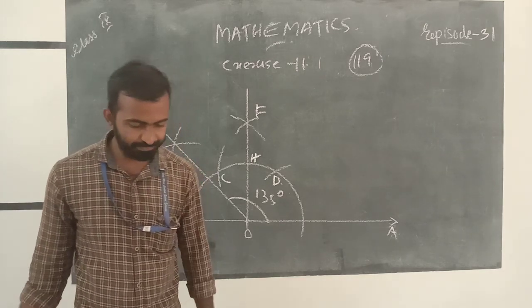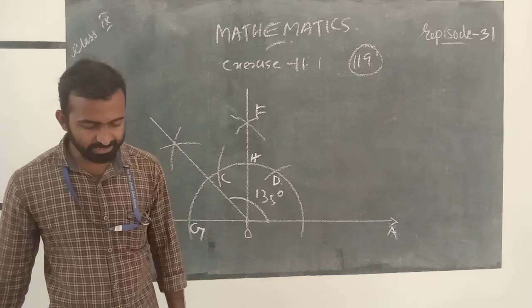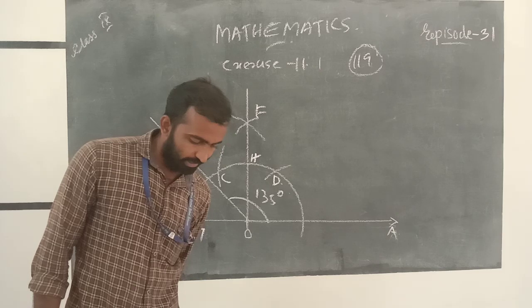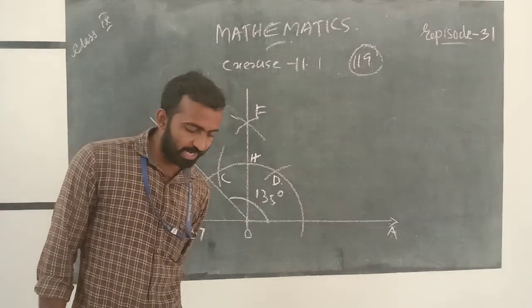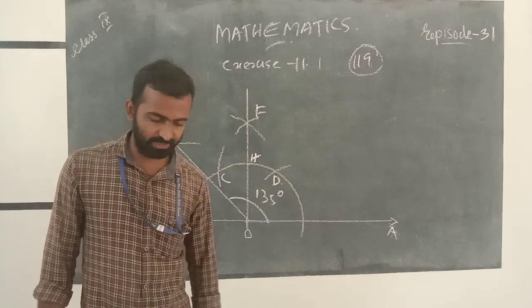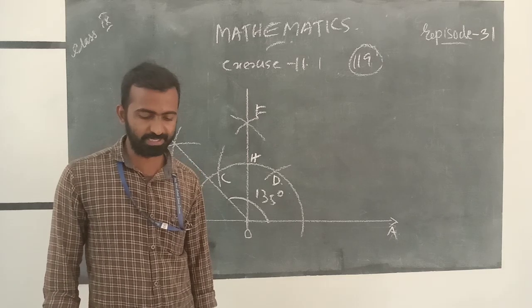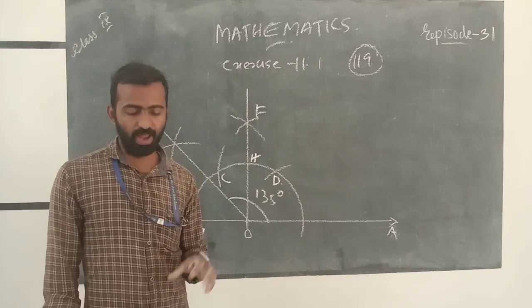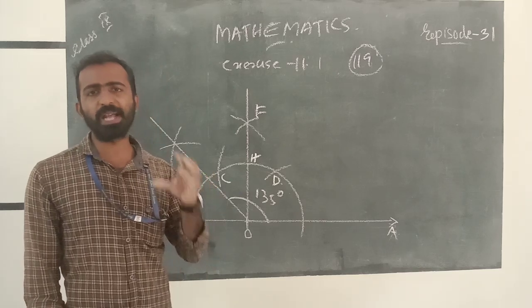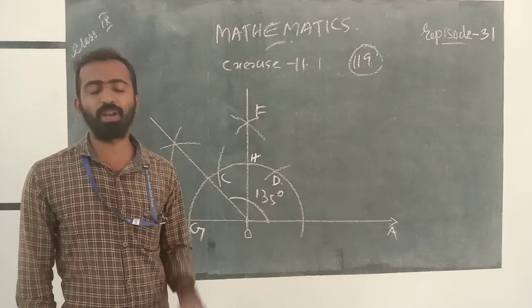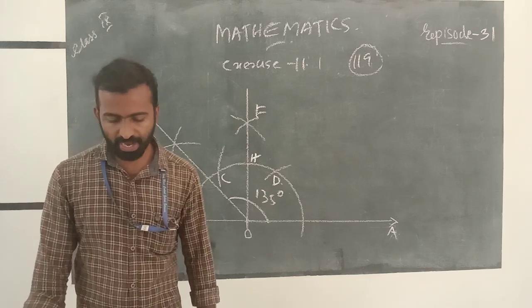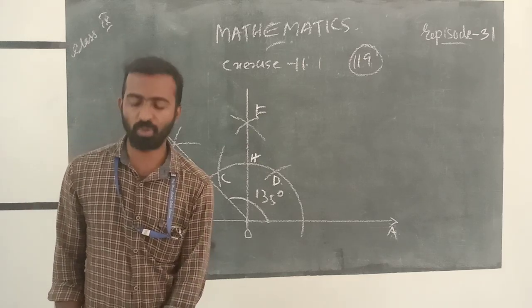Next question is: construct an equilateral triangle, given its side, and justify the construction. First we try an equilateral triangle. Equilateral triangle means all sides are equal. So we want to construct the equilateral triangle.